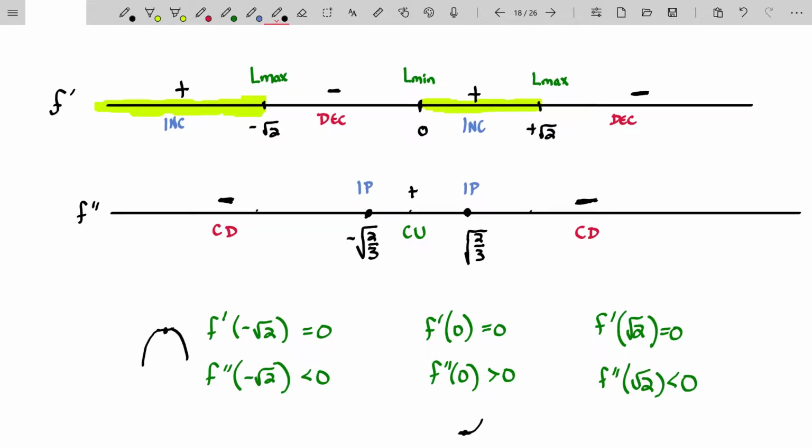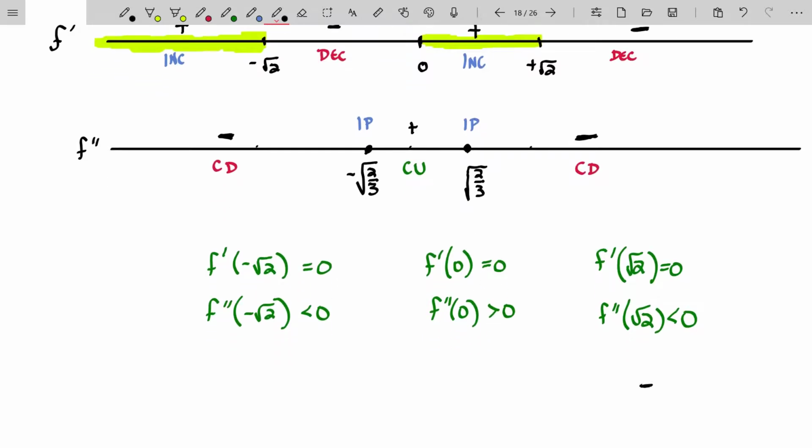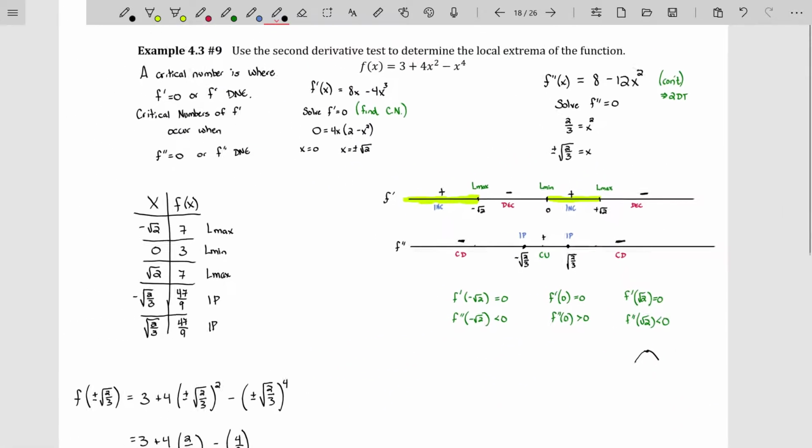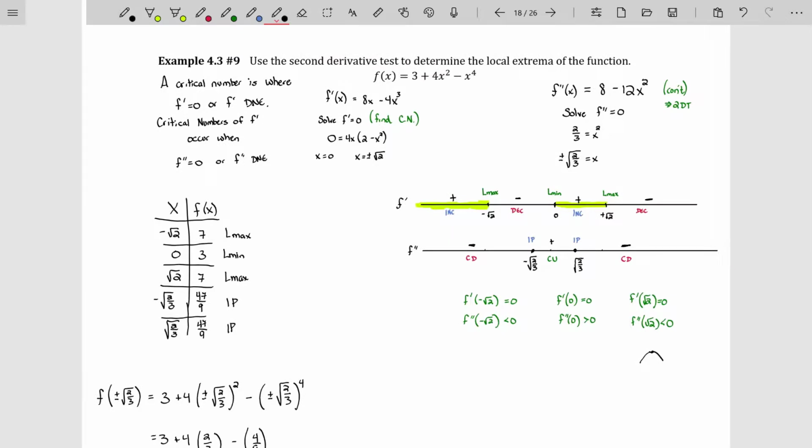And finally, let me erase all this stuff. We have a flat line at f prime, or at square root of 2, and the double derivative is negative, meaning concave down. So therefore, we have a local max at root 2. You can see all that matches. So that's just to showcase another way to find a local min or a local max.